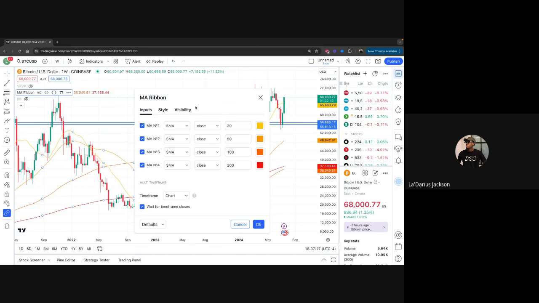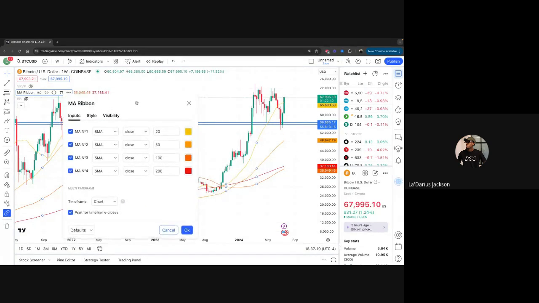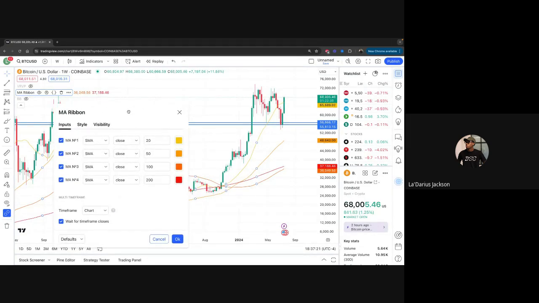All right, so this is the MA ribbon. The MA ribbon stands for moving average ribbon. A moving average is just basically the average stock price over any given time period. So when you see that I have a 20, 50, 100, and 200, these are the weeks. These are the units that you're going to be focused on. So this is 20 weeks, 50 weeks, 100 weeks, 200 weeks.